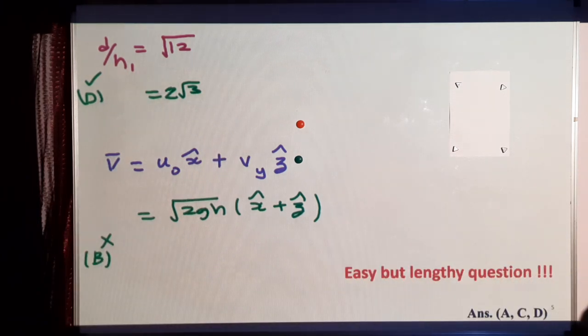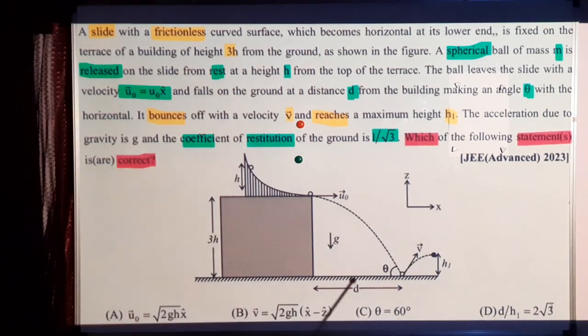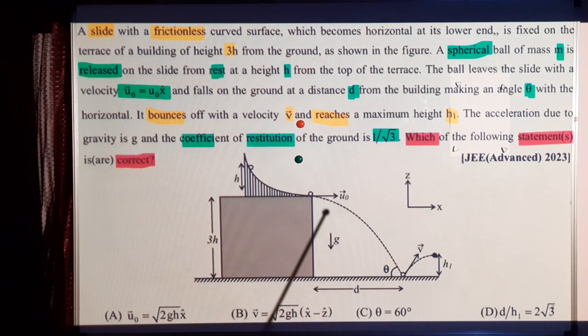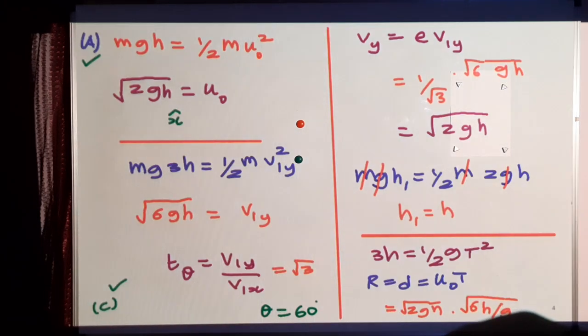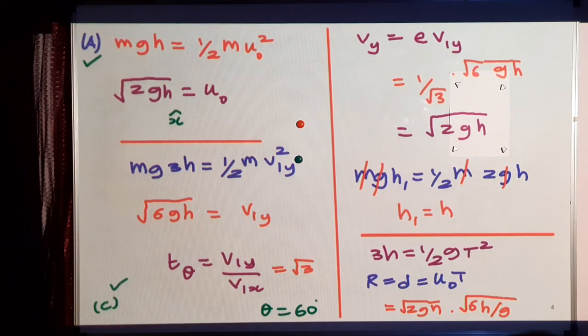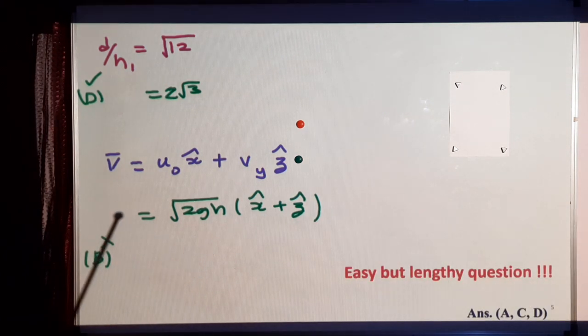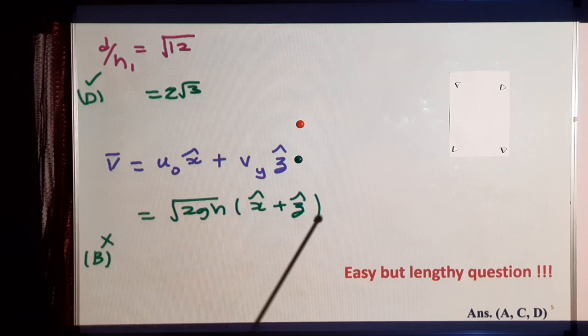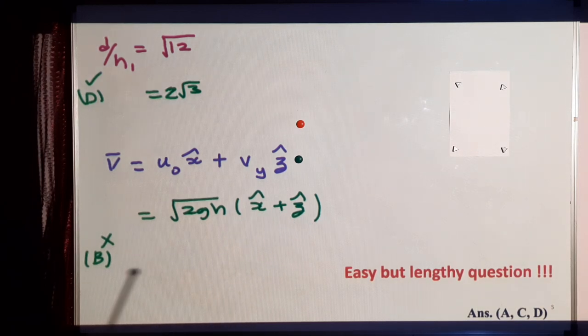And the velocity after collision, here we'll have a horizontal component and a vertical component. Horizontal component is unchanged because after collision also it won't change, because this impact force is in the normal direction. There is no force in the horizontal direction. So this horizontal component is same as u0, but the vertical component is along z cap and its magnitude is vy, which is calculated as root 2gh. So after collision it's root 2gh x cap plus z cap, but in the option they are given minus. So option B is not correct.